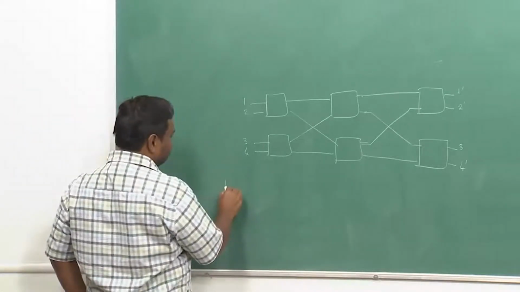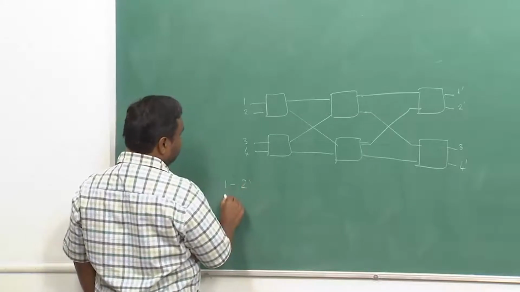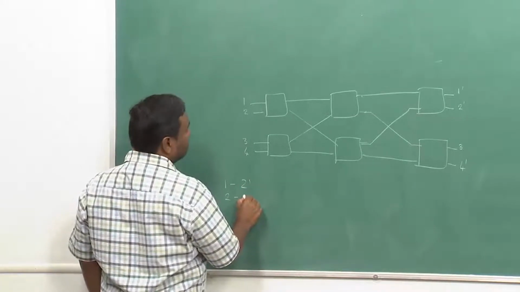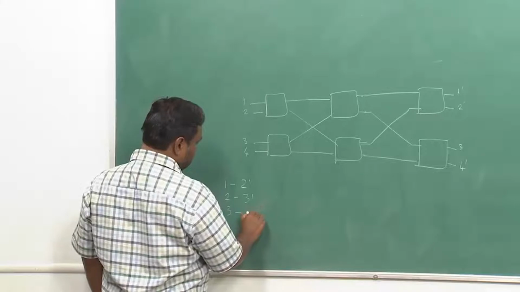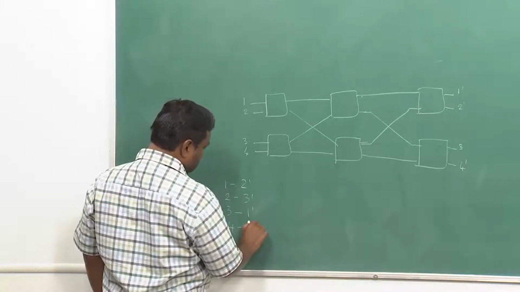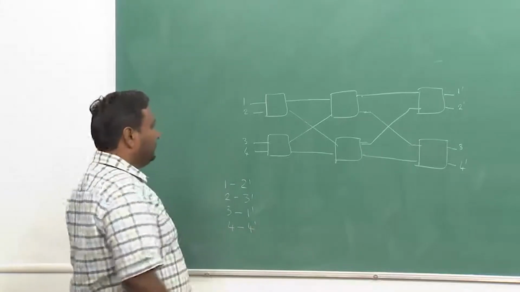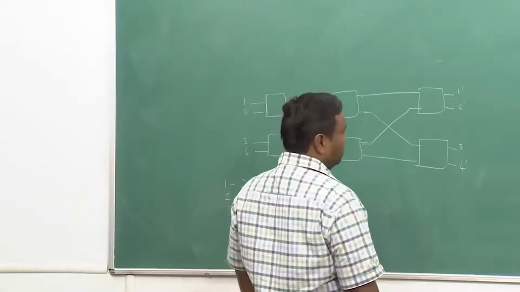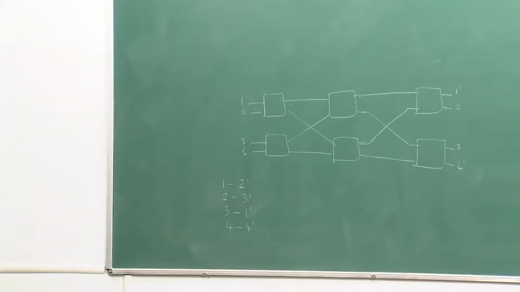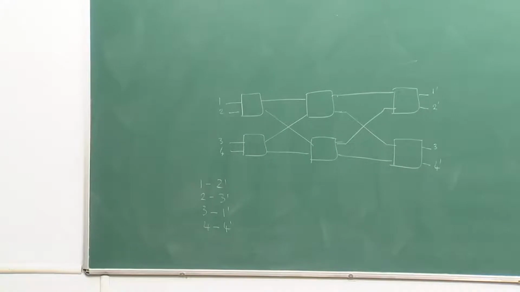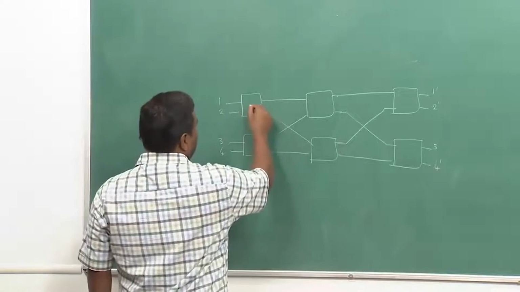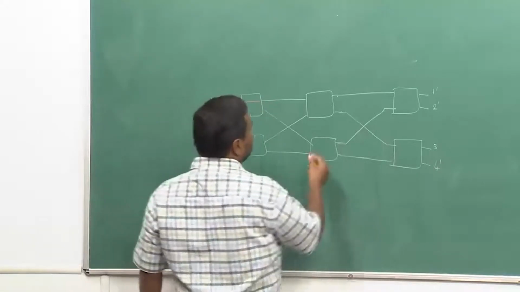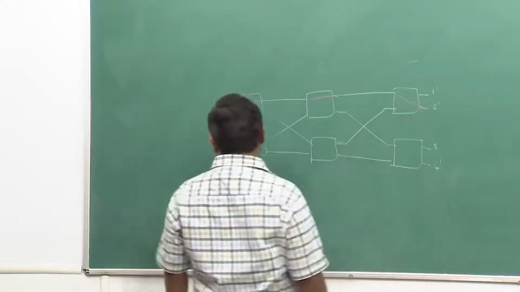So if you want to set up connections, say 1 to 2 prime, 2 to 3, 3 to 1 prime and 4 to 4 prime, let us try it out and see if this is going to work. So 1, 2, 3, let me take a colored chalk again. When I want to set up 1 to 2, I can do it whichever way I like. I can do it this way and then this is connected.